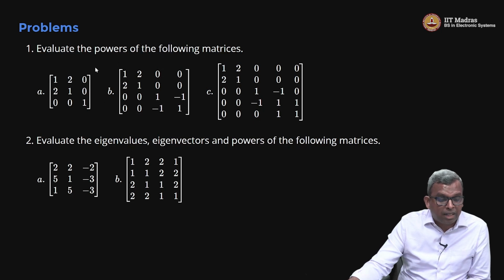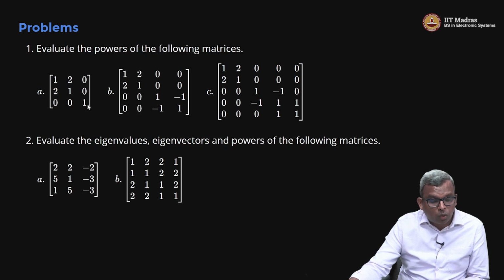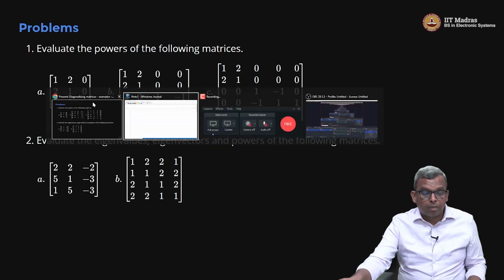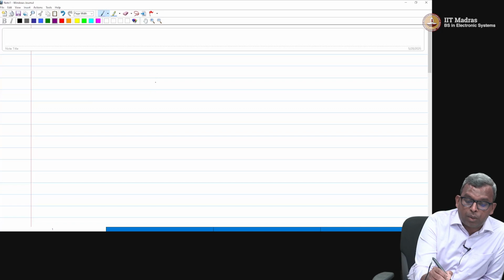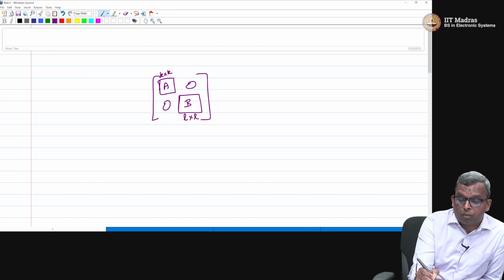Whenever you have a structure like this, pause and give it a little bit of thought. Notice you have a diagonal-like expression here: a 2 by 2 matrix, then zeros, and then a 1. So you have a square matrix here and a square matrix here, and everything else is 0. Let's say A is K cross K, and B is L cross L. Overall you have K plus L cross K plus L.